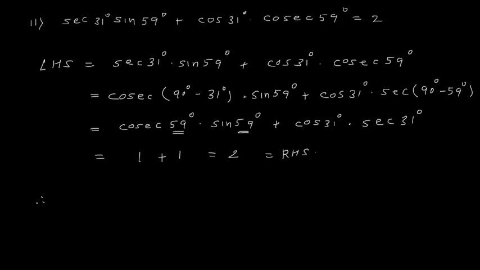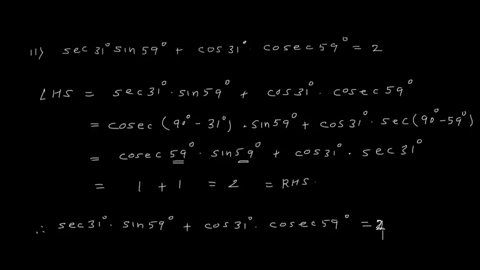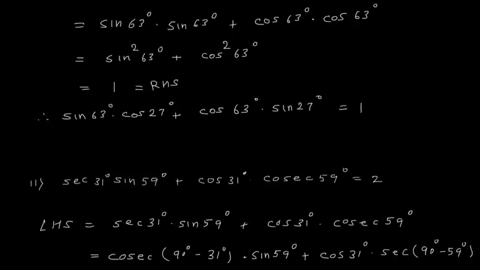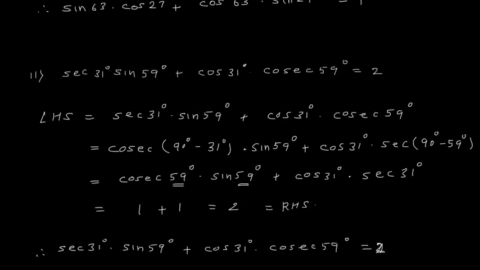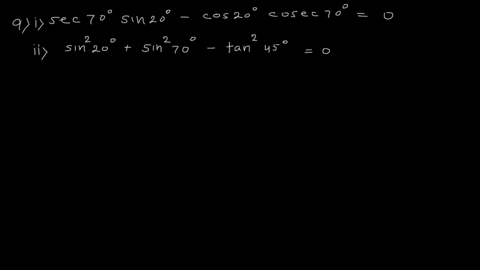So therefore sec 31 degree into sin 59 degree plus cos 31 degree into cosec 59 degree is equal to 2. So this is your result. So the first and second you have done. Now let us see the next question, 9th question.